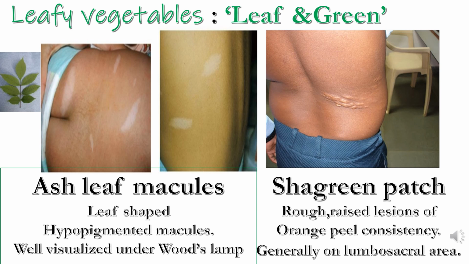Remember the green in shagreen patch, though it's not green in color, it's just a way to remember. Shagreen patch is a rough raised lesion of orange peel consistency. You can note that in the lumbosacral area. So leafy vegetables, leaf and green: leaf say ash leaf, and green say shagreen.